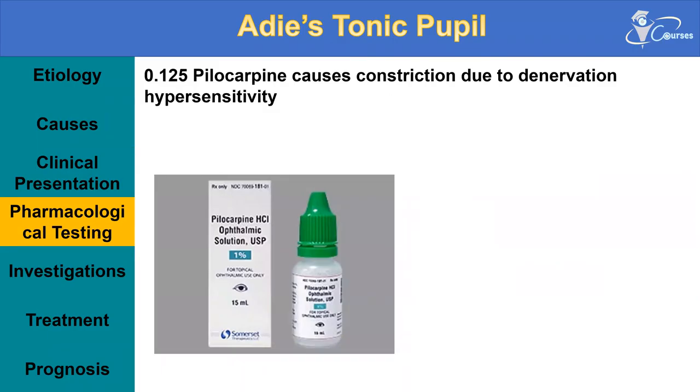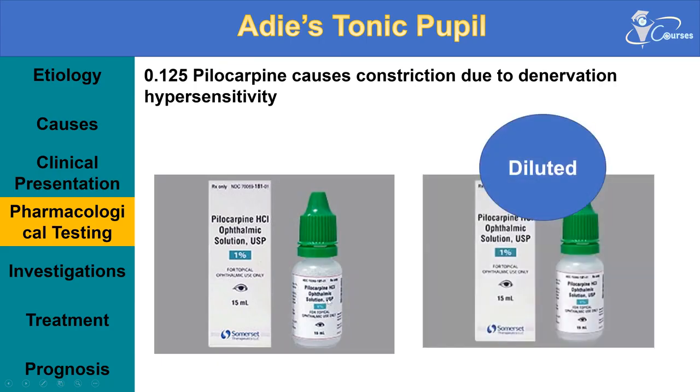Pharmacological testing is much easier than in Horner syndrome. Those patients will respond to 0.125% pilocarpine, leading to constriction due to denervation hypersensitivity. In order to cause constriction of a normal pupil, pilocarpine should be at least a concentration of 1%. So 0.125% diluted pilocarpine will not cause constriction of the normal pupil.